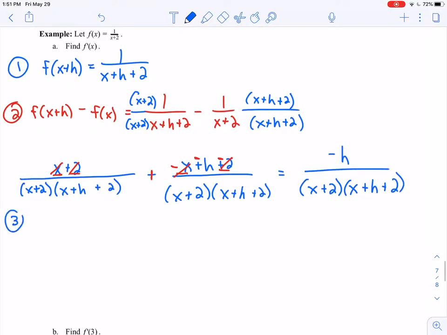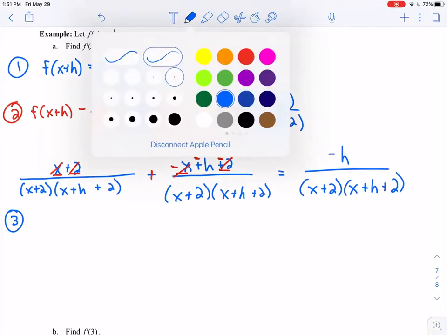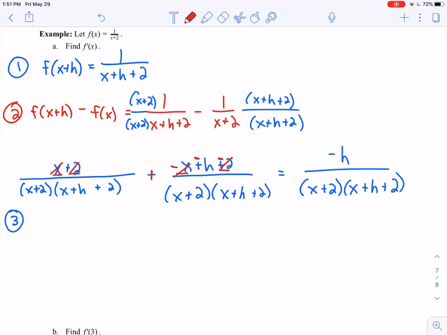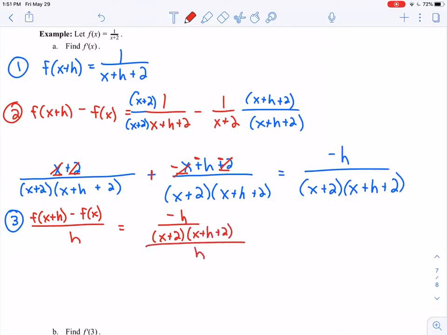Step 3, let me change up my color here. I'm going to take what I just found, f of x plus h minus f of x, take this whole thing and divide it by h. So I'm going to take what I just found, negative h divided by x plus 2 times x plus h plus 2, divided by h. Holy moly. We got fractions in our fractions. That's just no good. That won't do.